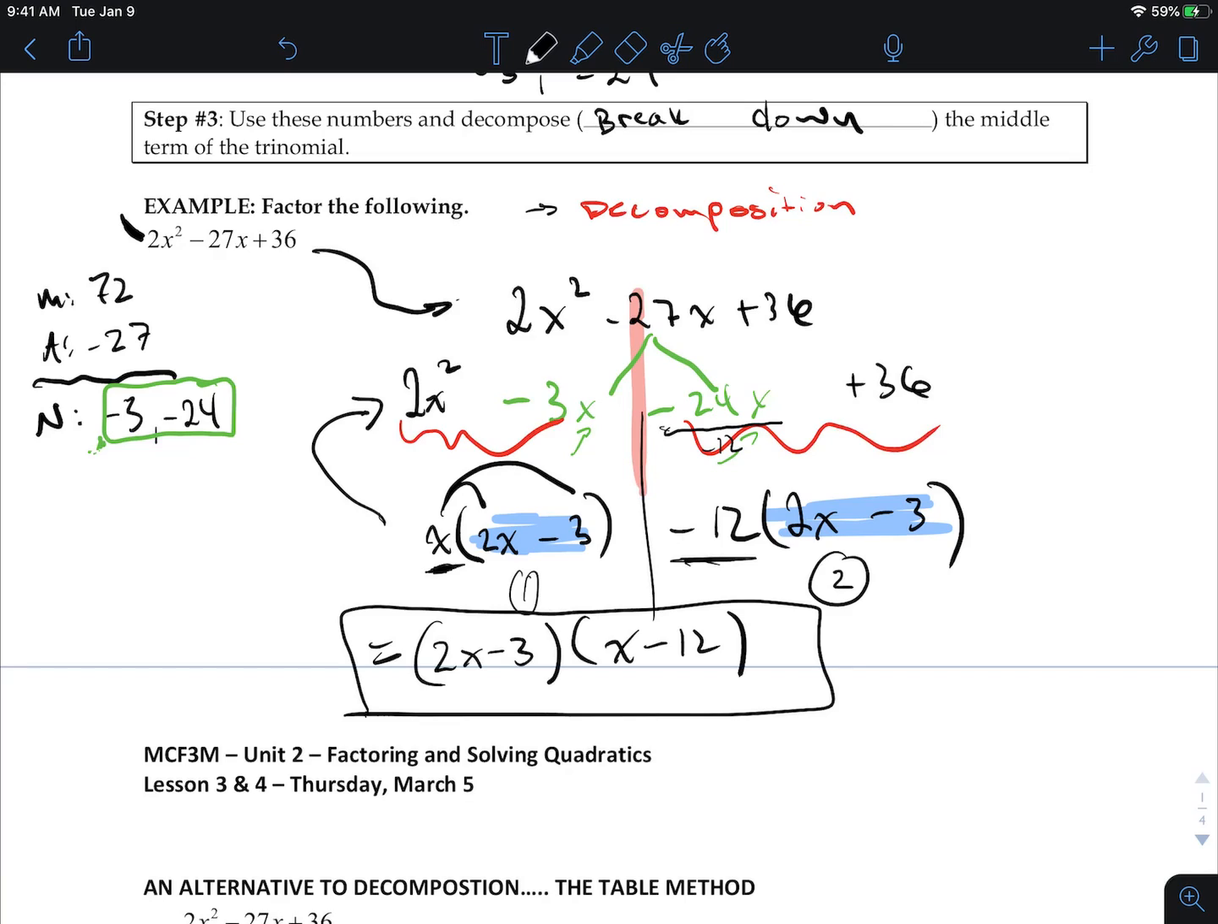Not my preferred choice anymore. This is the way I got taught in grade 10, grade 11. Not my preferred choice. You can see how you make a mistake pretty easily with that.